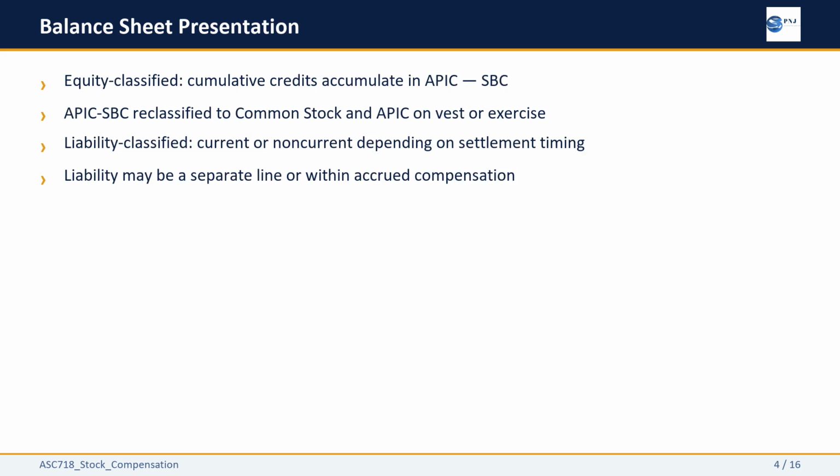On the balance sheet, equity classified awards accumulate in APIC stock-based compensation as you recognize expense each period. When awards vest or options are exercised, that balance is reclassified into common stock at par and APIC common stock. Liability classified awards appear as a liability, current if expected to be settled within a year, non-current otherwise. They can be presented as a separate line item or included within accrued compensation, depending on the entity's preference, but the classification between current and non-current must reflect the expected settlement date.